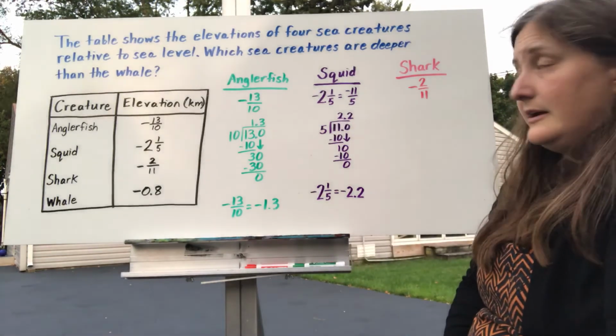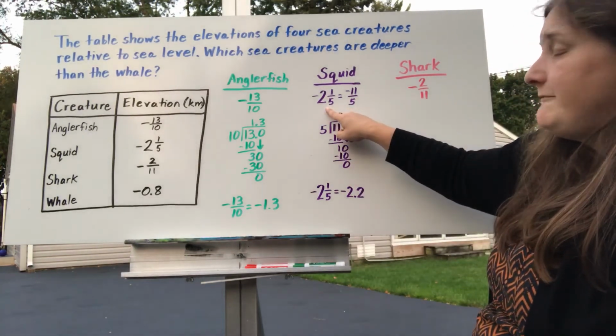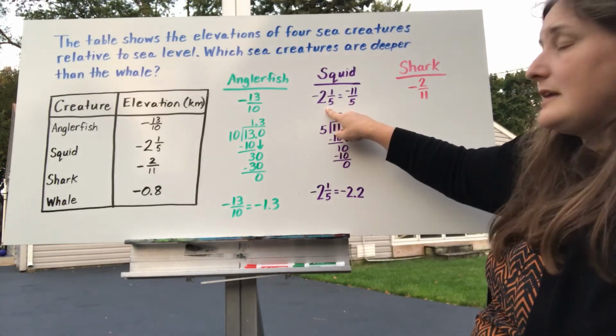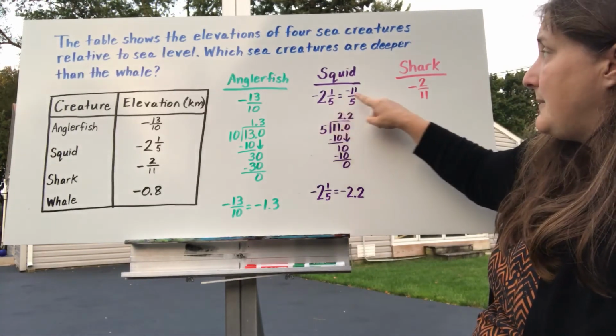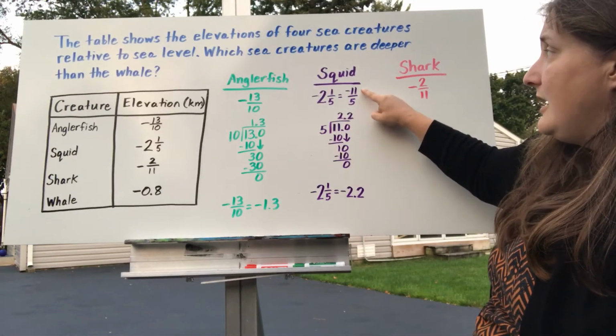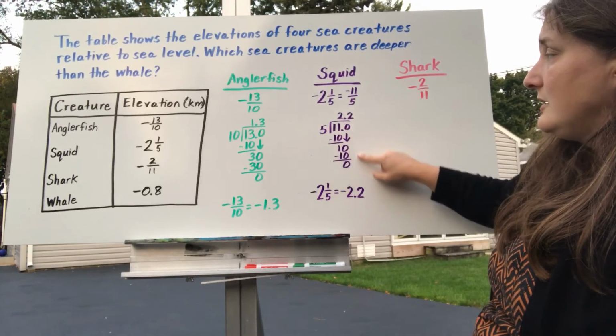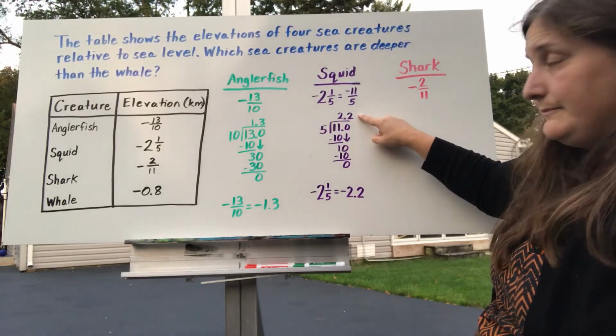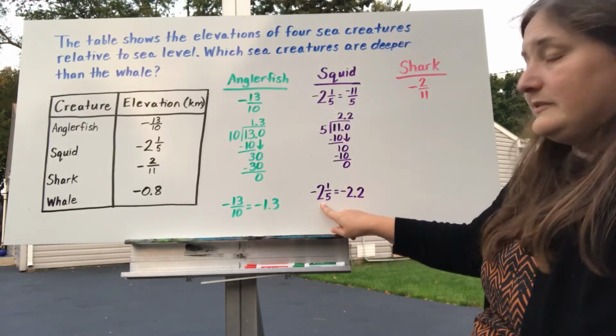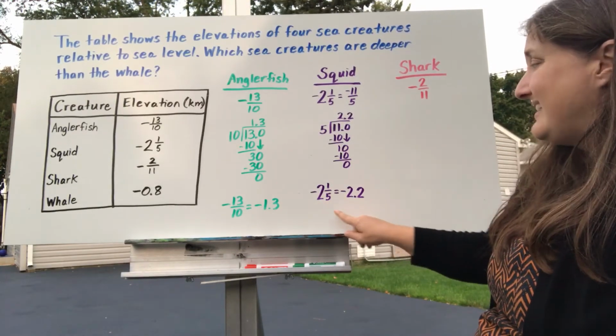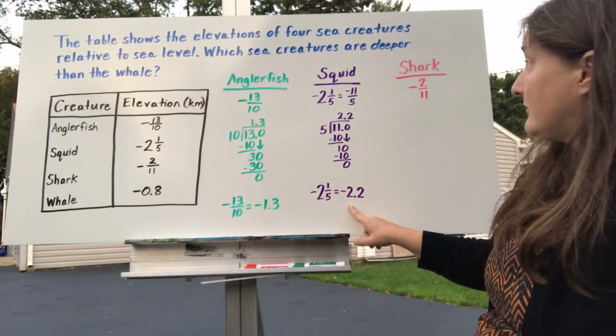The squid was at negative 2 1/5 kilometers. So this one changed to an improper fraction. It became negative 11 fifths. The 11 goes on my inside, 11 divided by 5. So I did my long division here, and I got 2.2. So the squid, who was at negative 2 1/5 kilometers, is at negative 2.2 kilometers.